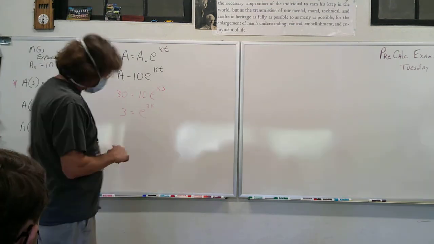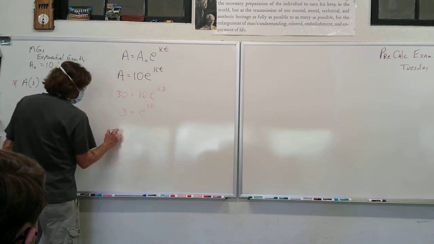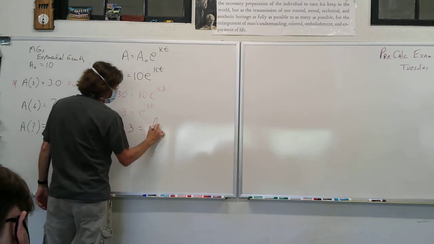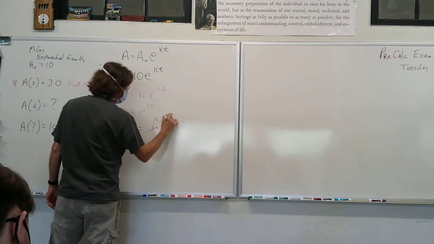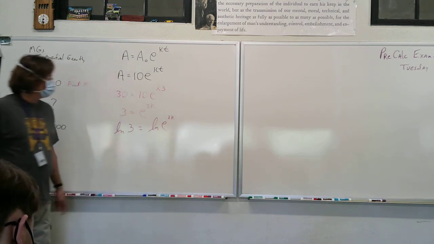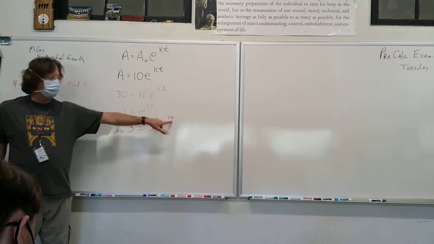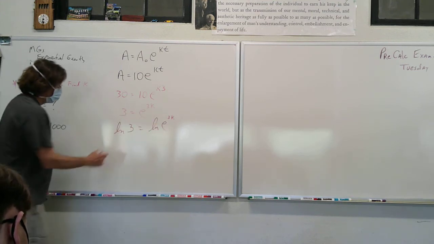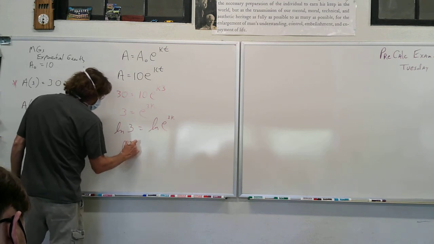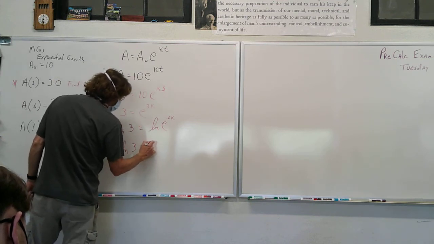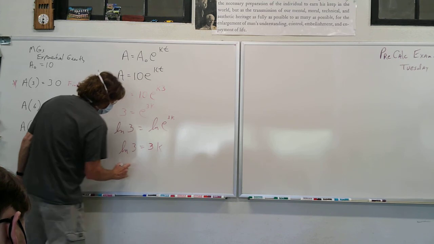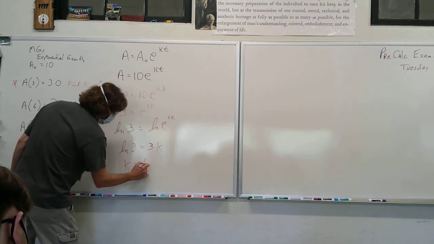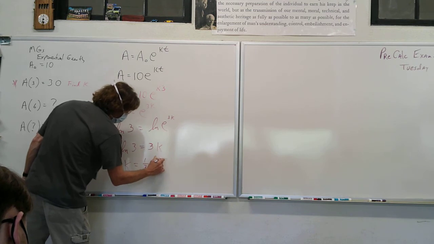It's 5. You're going to take the natural log of 3. And on this side, you're going to take the natural log of e to the 3k. What does the natural log of e to the 3k become? Just plain old what? 3k. So we get natural log of 3 is equal to 3k. So k turns out to equal 1/3 of the natural log of 3.